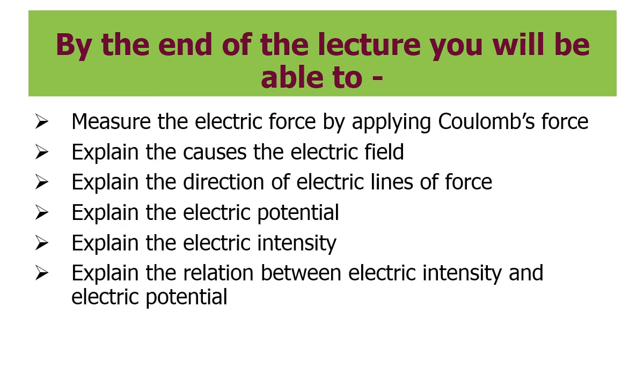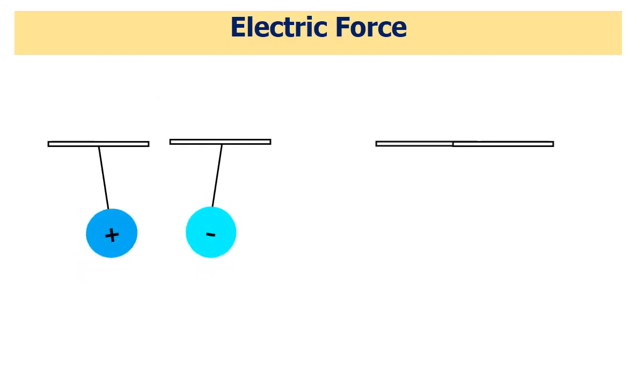By the end of the chapter, you will be able to measure the electric force by applying Coulomb's force. You can explain the causes of electric field, and you also can explain the direction of electric lines of force, explain the electric potential, and explain the electric intensity, and at last you can explain the relation between electric intensity and electric potential. Let's have a look.